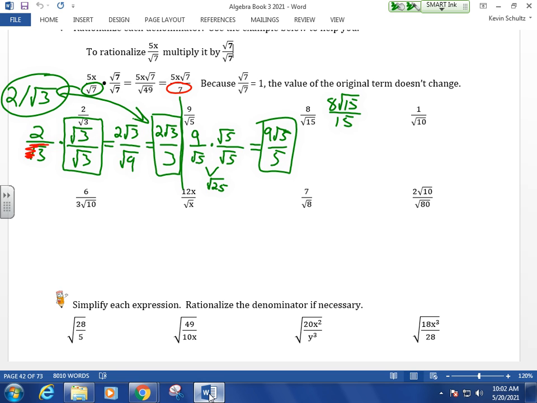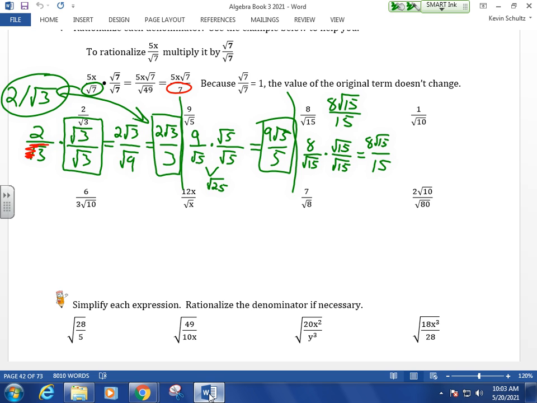How we get there is we're taking our original fraction, we're multiplying by that root in the denominator over itself. We know that root 15 times root 15 is going to cancel out that root, giving us 15. And then 8 times root 15, we can't do anything with, so we leave it as 8 root 15, and there's our final answer. How about the last one?